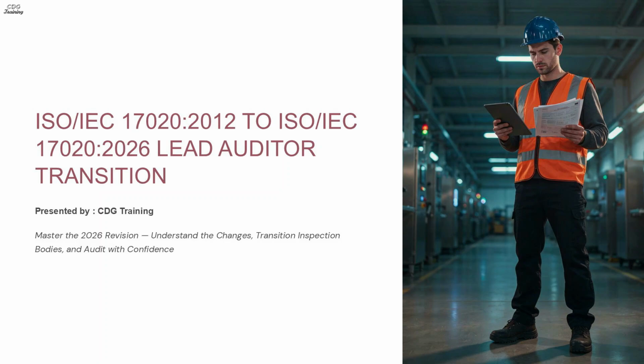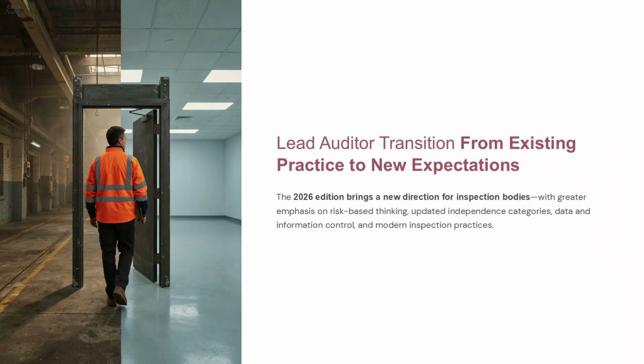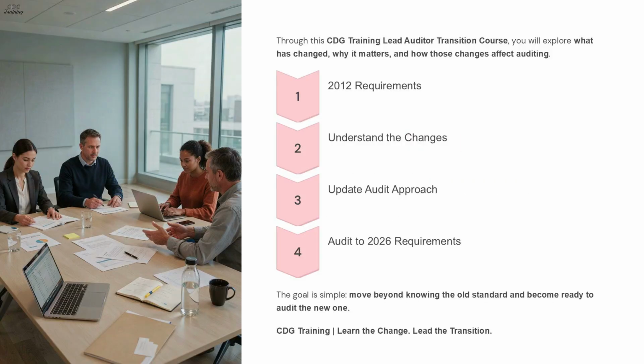Welcome to the transition course from ISO IEC 17020:2012 to ISO IEC 17020:2026, designed to help you master the changes with confidence. The 2026 edition sets a new direction for inspection bodies, emphasizing risk-based thinking and modern practices. Explore the changes, their significance, and how they affect auditing through this comprehensive course.